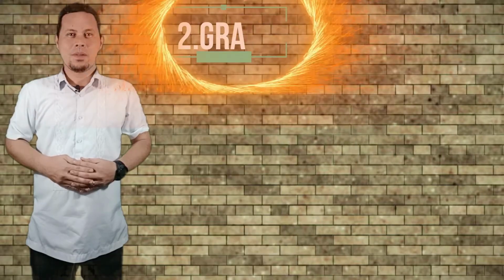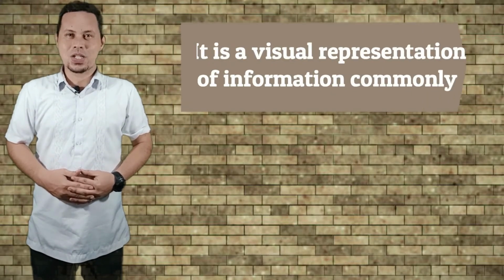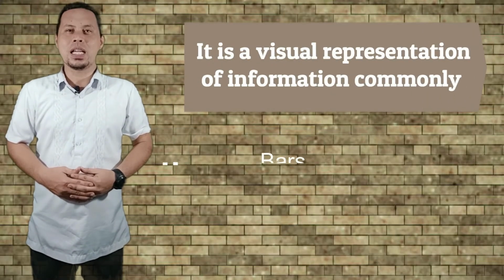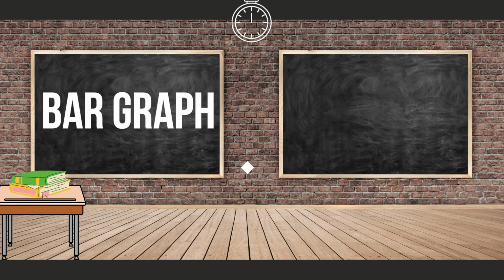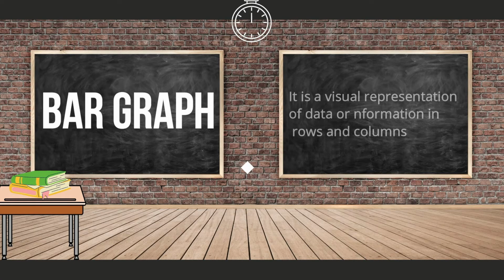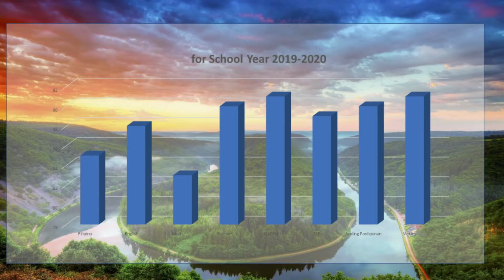The second is the graphs. It is a visual representation of information, commonly bars, lines, and slices. The first under graph is the bar graph. It is a visual representation of data or information in rows and columns. Here is the sample.